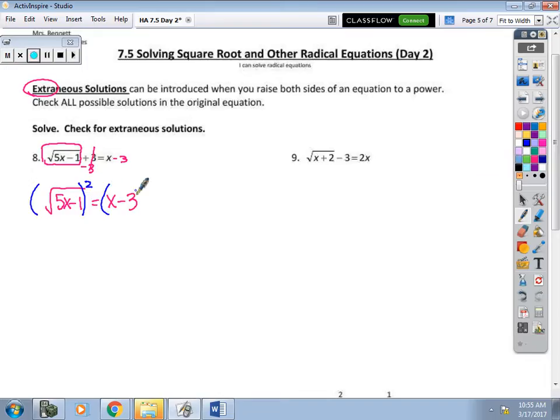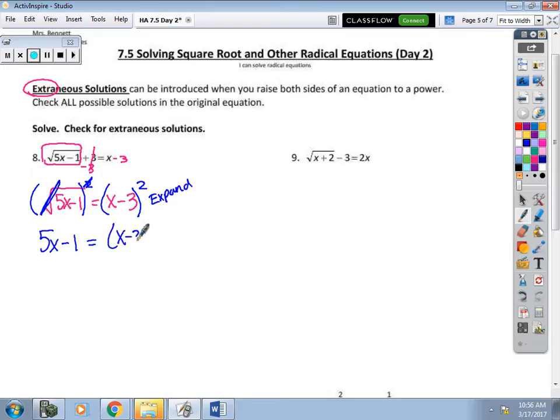Now on the right hand side, beware, because we do have a binomial being squared. So the square and the square root, those undo one another because they're inverse operations, to leave me with just the radicand, what's under the radical, 5x minus 1. What do I have to do whenever I square a binomial? Lainey? Expand it. Exactly. And then we're going to have to FOIL after that.